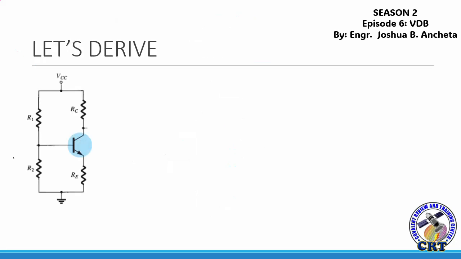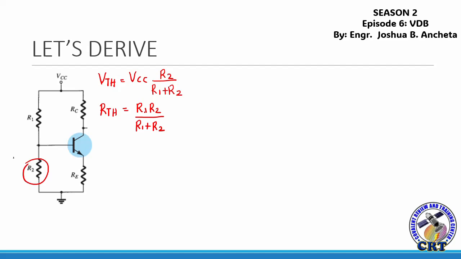Let us now derive some equations. First, we have to get the Thevenin's voltage. This is equivalent to VCC times the lower resistance R2 over R1 plus R2. And we have Thevenin's resistance, RTH, equal to R1 times R2 over R1 plus R2. This is the parallel connection of R1 and R2.